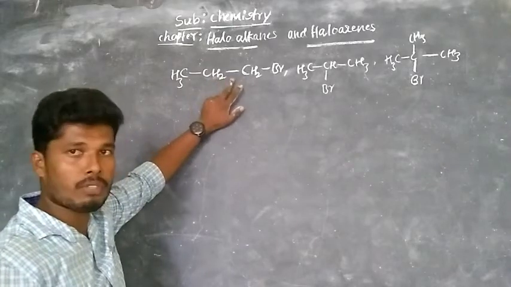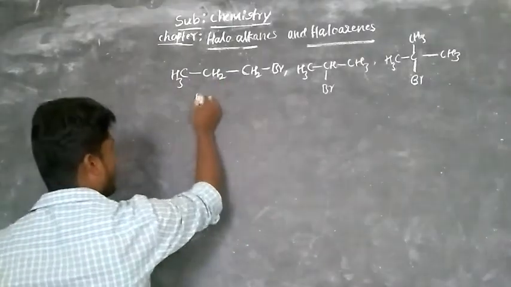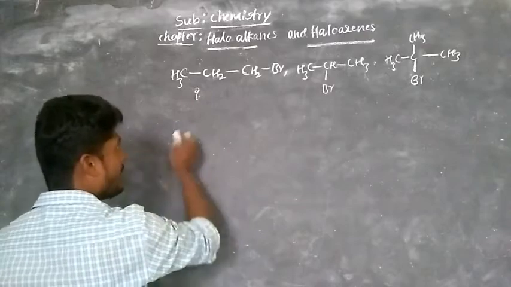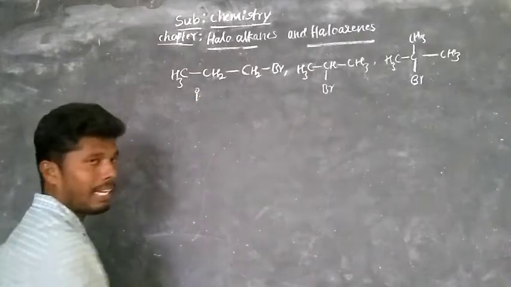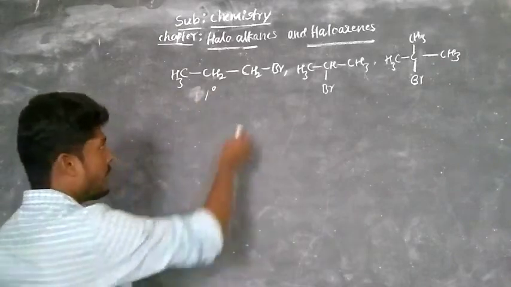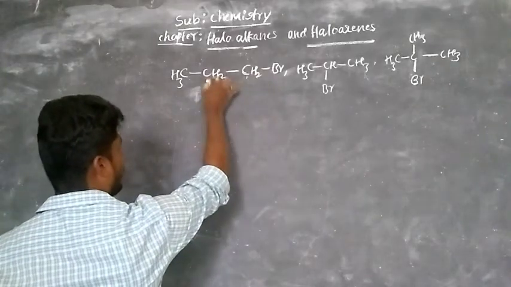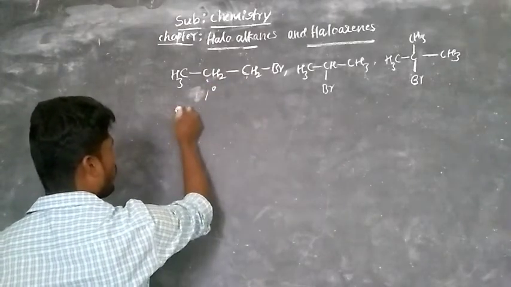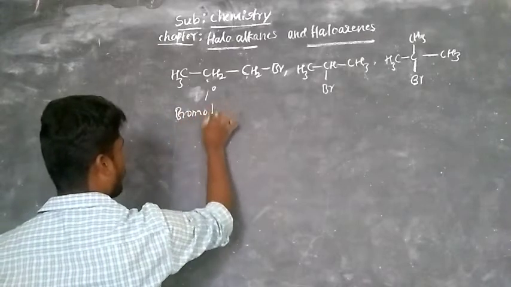Such type of compounds we call primary carbon. So this is an example for primary alkyl halides. Primary alkyl halide, this is the symbol indication. Its name is what? 1, 2, 3, that is 1-bromopropane.